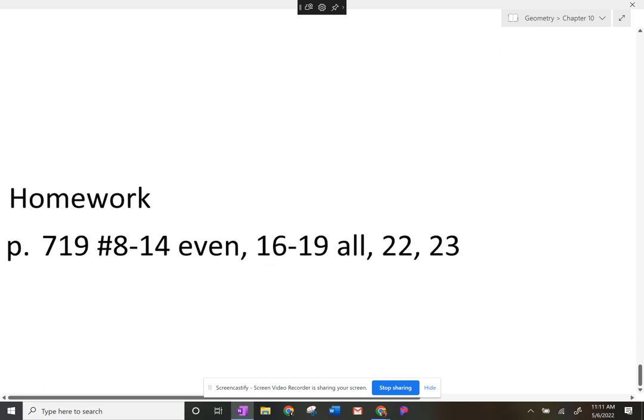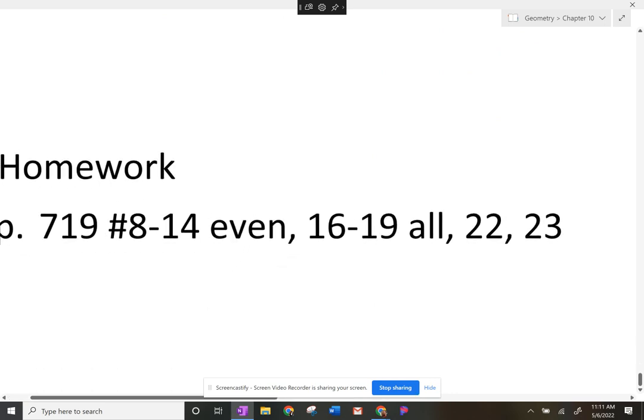Okay, homework tonight. 8 through 14 even. 16 through 19, all 22 and 23. I'm going to let you know right now, numbers 17 and 19, you have to use that Pythagorean theorem sort of thing. Okay? Otherwise, you are on your way.